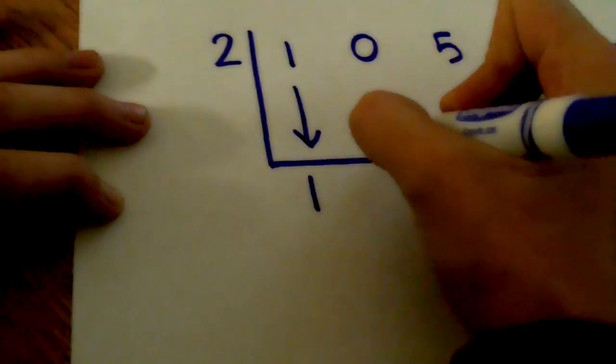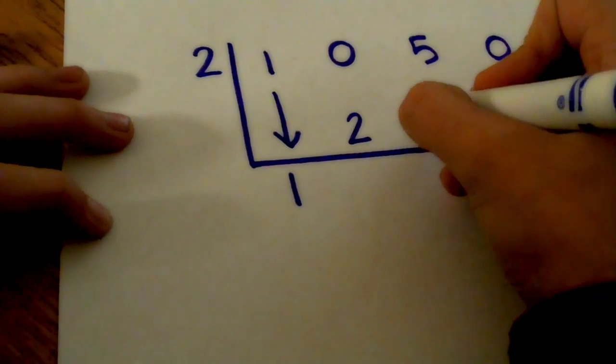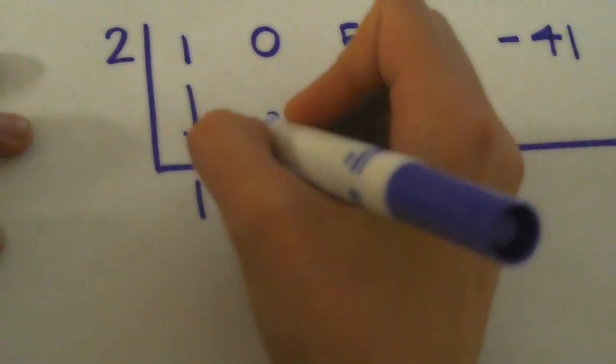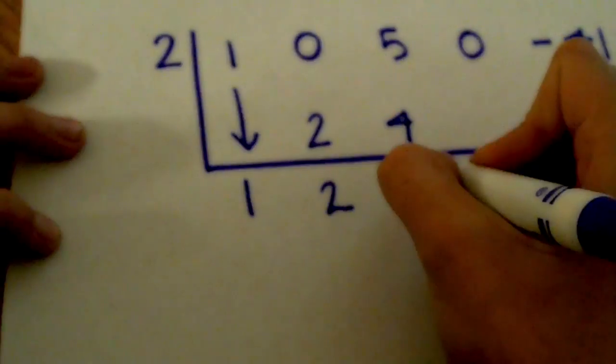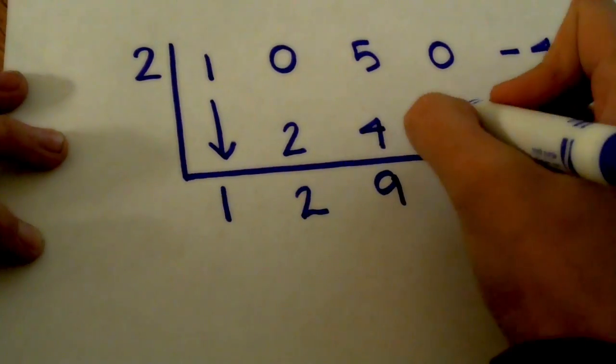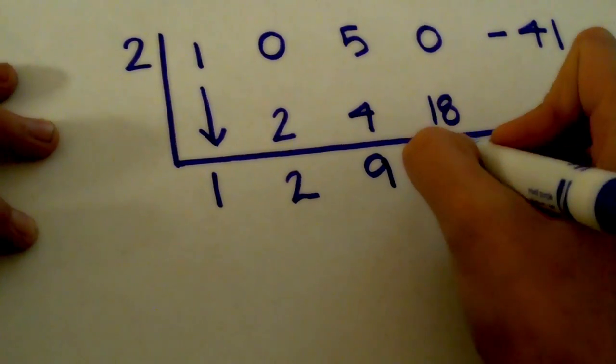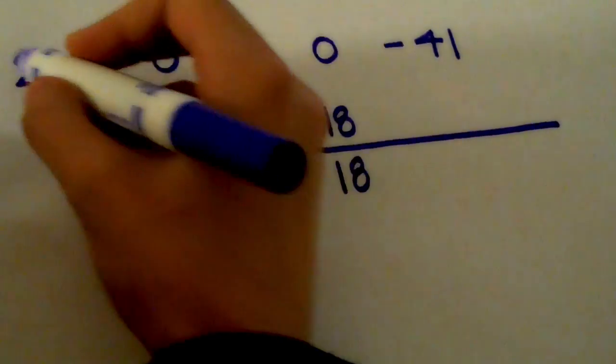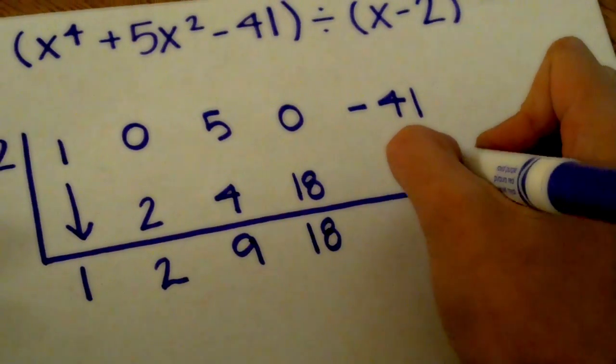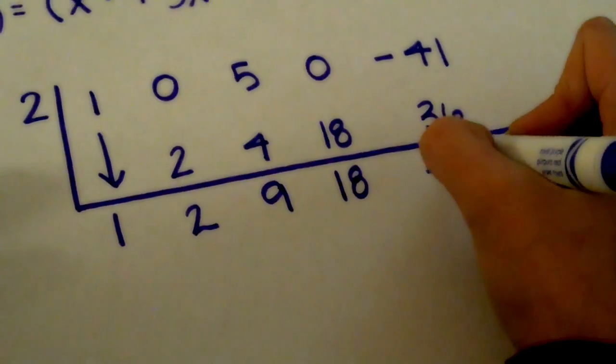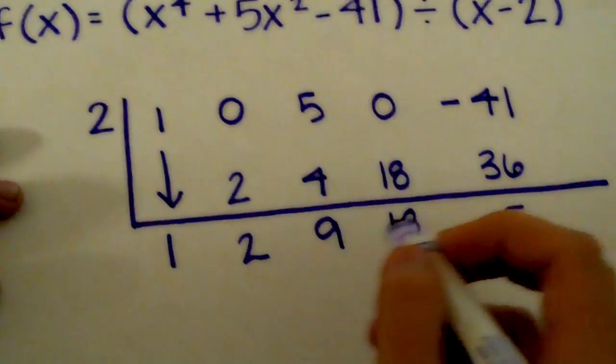So what you're going to do is bring the first coefficient down, multiply it by the constant, and then you're going to add straight down. So multiply the 9 by the 2, 18. 18 plus 0 is 18. 2 times 18 is 36. Negative 41 plus 36 is negative 5.